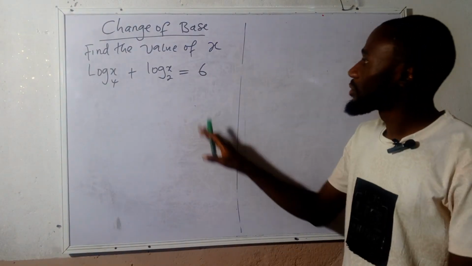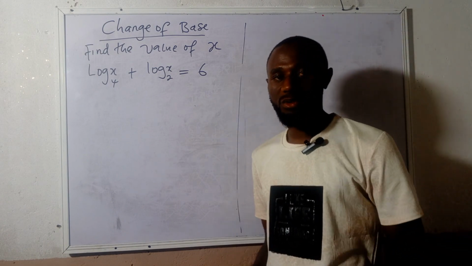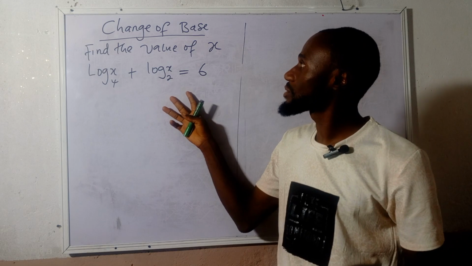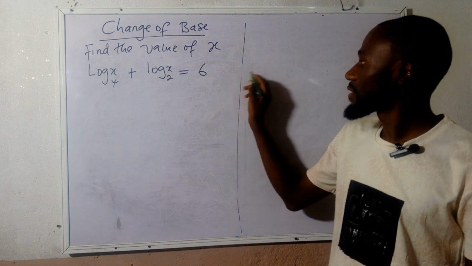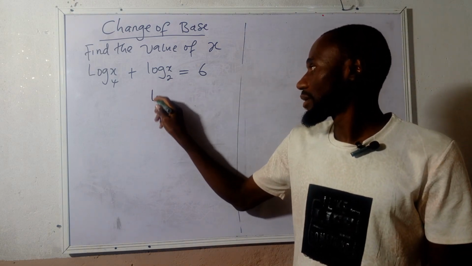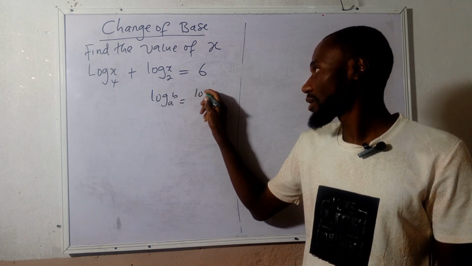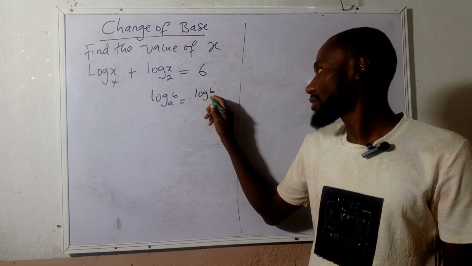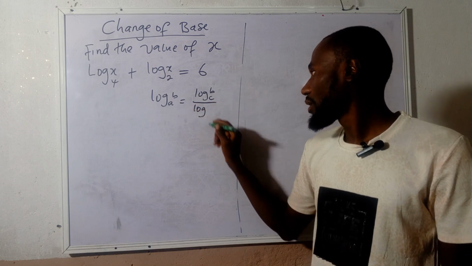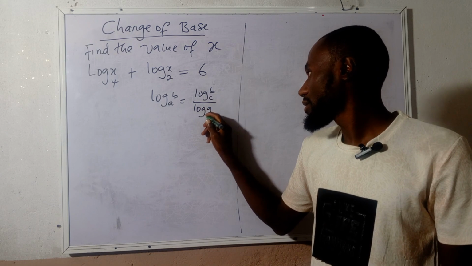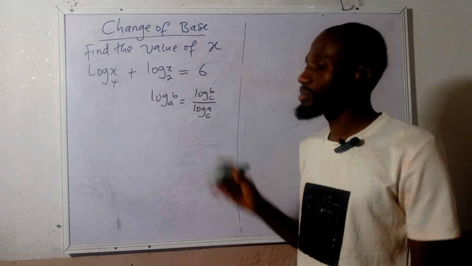Hello viewers, in this video we are going to learn how to solve the changing base of logarithm equation. We are going to apply the changing base method to solve, because there is a property which says if you have logₐb, it is equal to log base c of b all over log base c of a. Now we are going to apply this property of changing base to solve this problem.